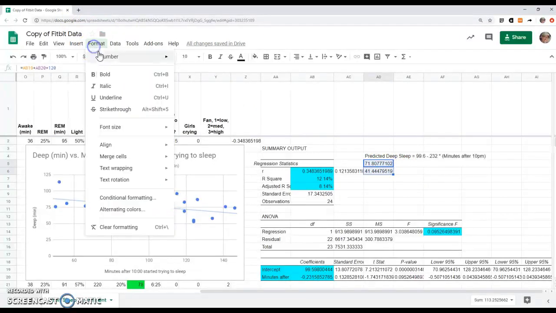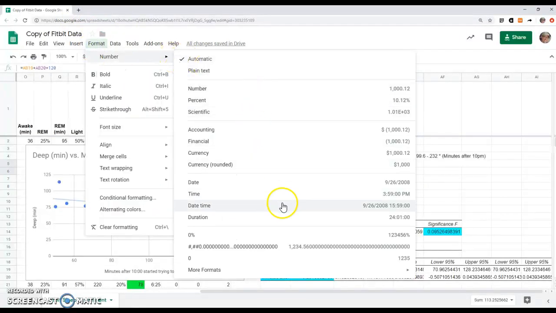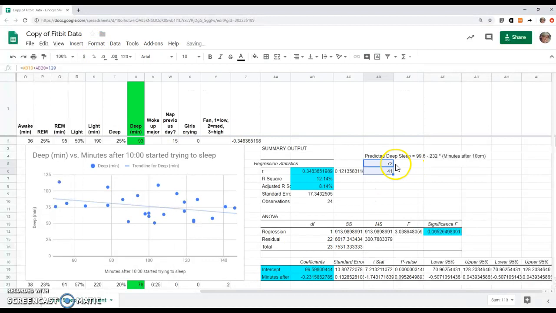Let's make these a little prettier here. Let's just get the actual nearest number. So 41, what does that mean? That means if I would put a 41 in here, I would get a predicted deep sleep of 90. In other words, if I would go to bed at 10:41, this model is predicting that on average I might get that minimum 90 minutes of deep sleep.